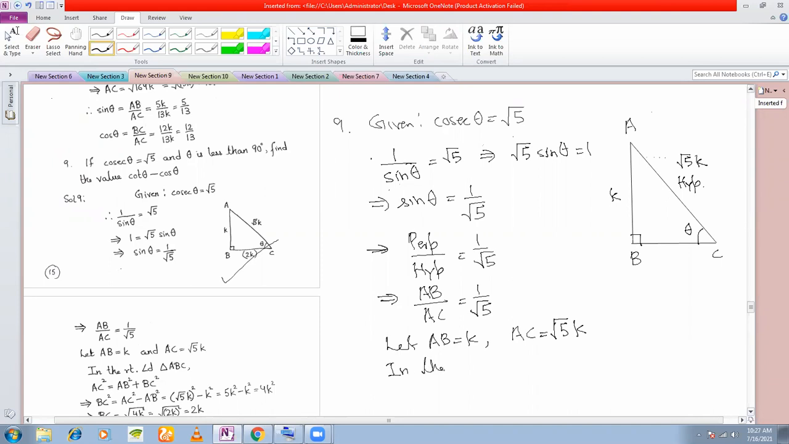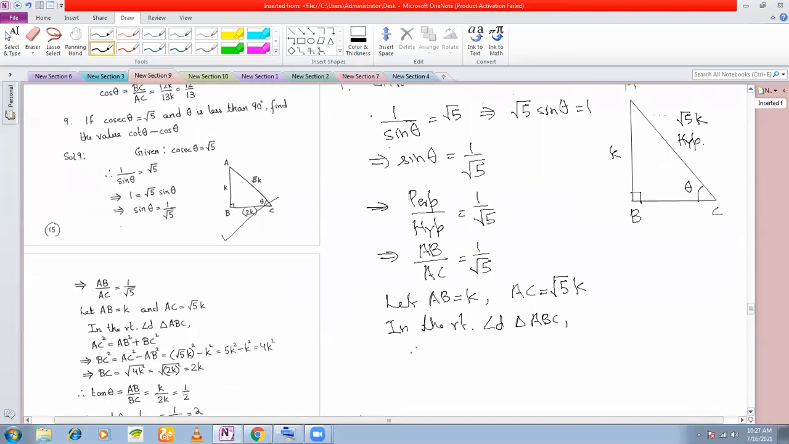In the right angle triangle ABC, from Pythagoras theorem, AC square is equal to AB square plus BC square. AC is root 5K whole square. See that root is not above K. AB square is K square, and BC square we have to find out. Root 5K square means root 5 square K square. Do not make mistakes here. Repeatedly, I am telling you.